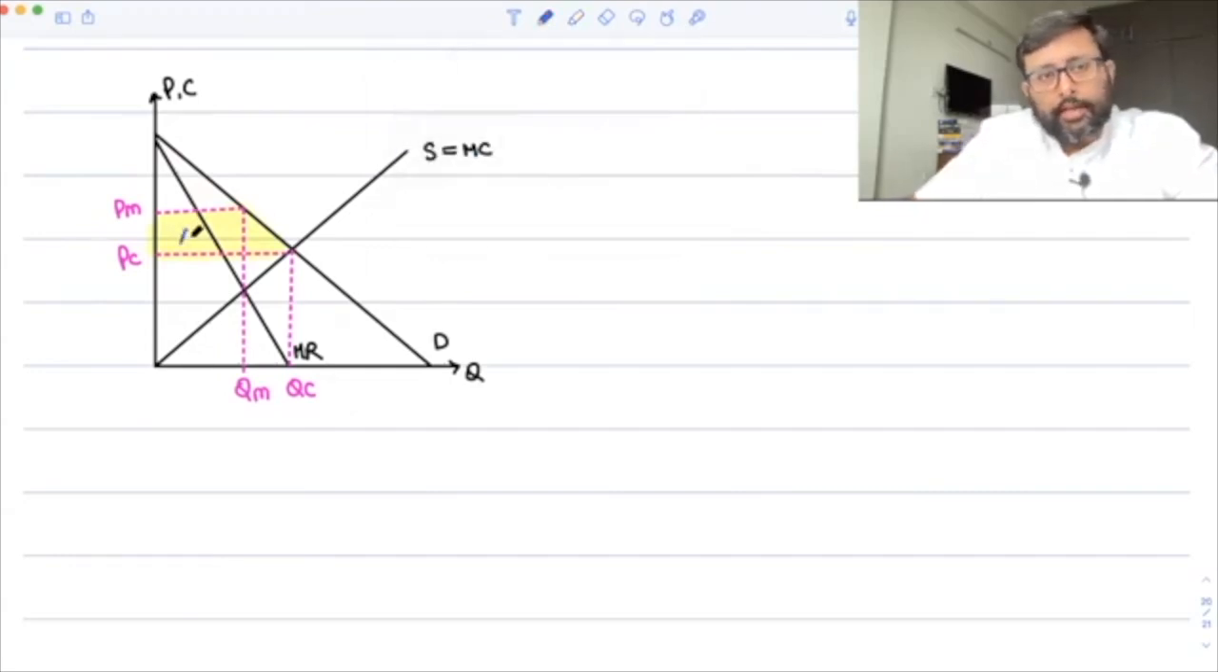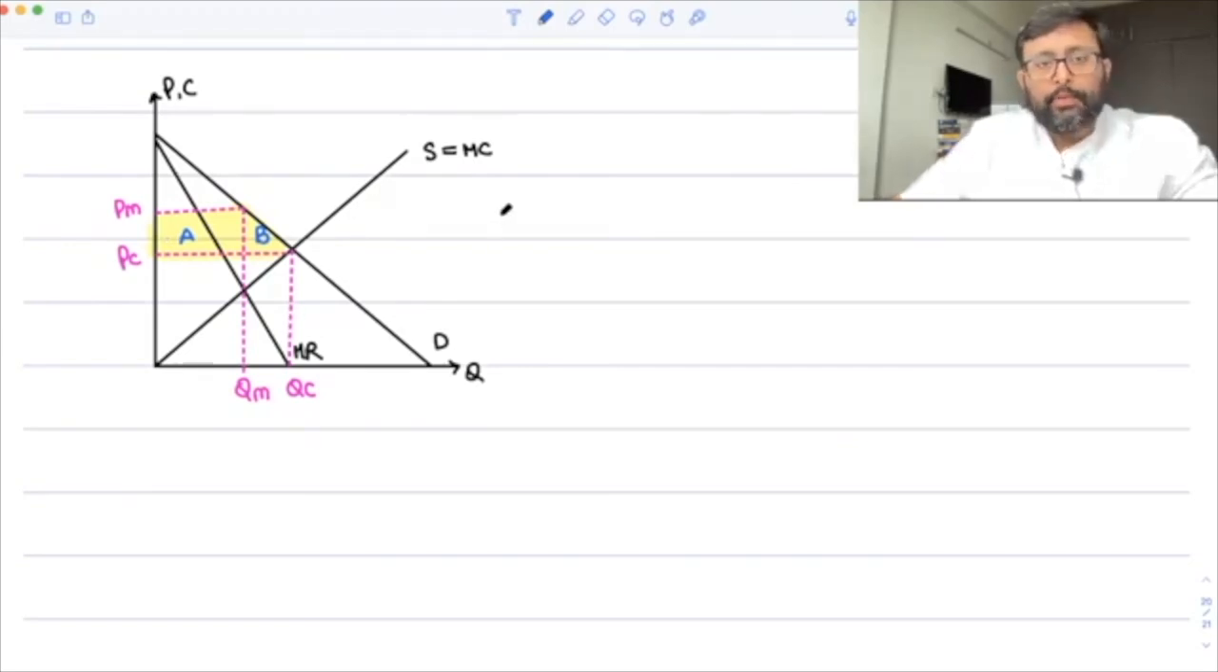Let me call this rectangle area A, and this triangle B. So these units up to QM were also being produced by the monopoly firm. But now, since they are being produced by a competitive firm, they're being sold at a lower price. That's a benefit to the consumers. This triangle is coming as a surplus for the consumers. Why? Because now there are extra units which are also being produced at a lower price, PC. So that's an addition, right?